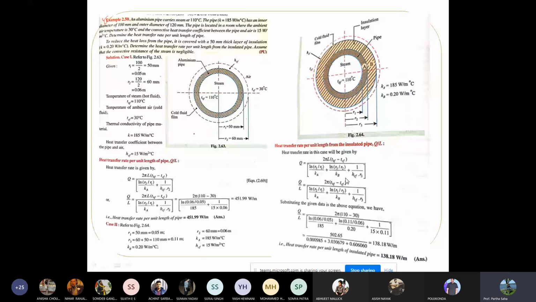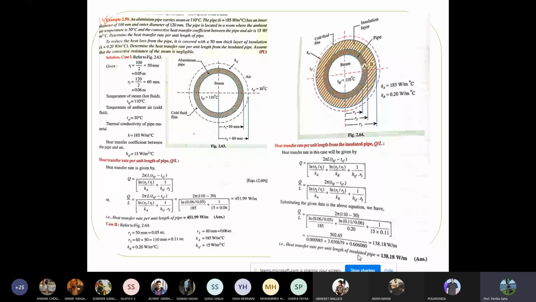See here, this Kb term is not here because this is coming due to the insulation second layer, right? This is the pipe and then this dotted layer is the insulation layer. So all the values are again known. Only the insulation parameter will come here. Then that's all. So the heat transfer rate per unit length of insulated pipe is 138.18 watt per meter.